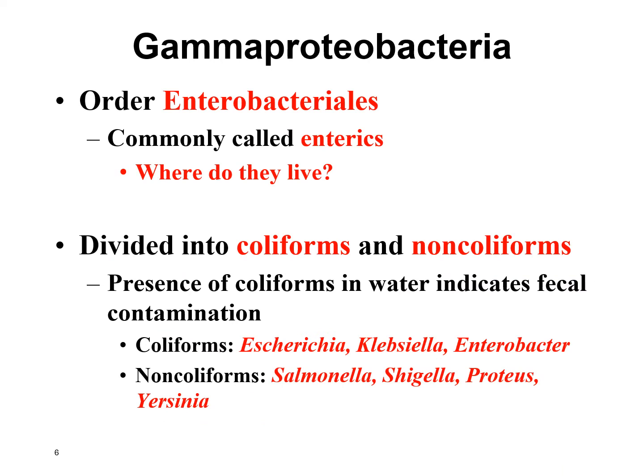All right, our next group, we've got these Enterobacterales. So these are called enterics, and where do they live in the body? Remember we talked about entero, that's talking about the intestines. So they're normally found living in the intestines or GI tract. Okay, and we're going to divide these enteric bacteria into two groups called coliforms and non-coliforms.